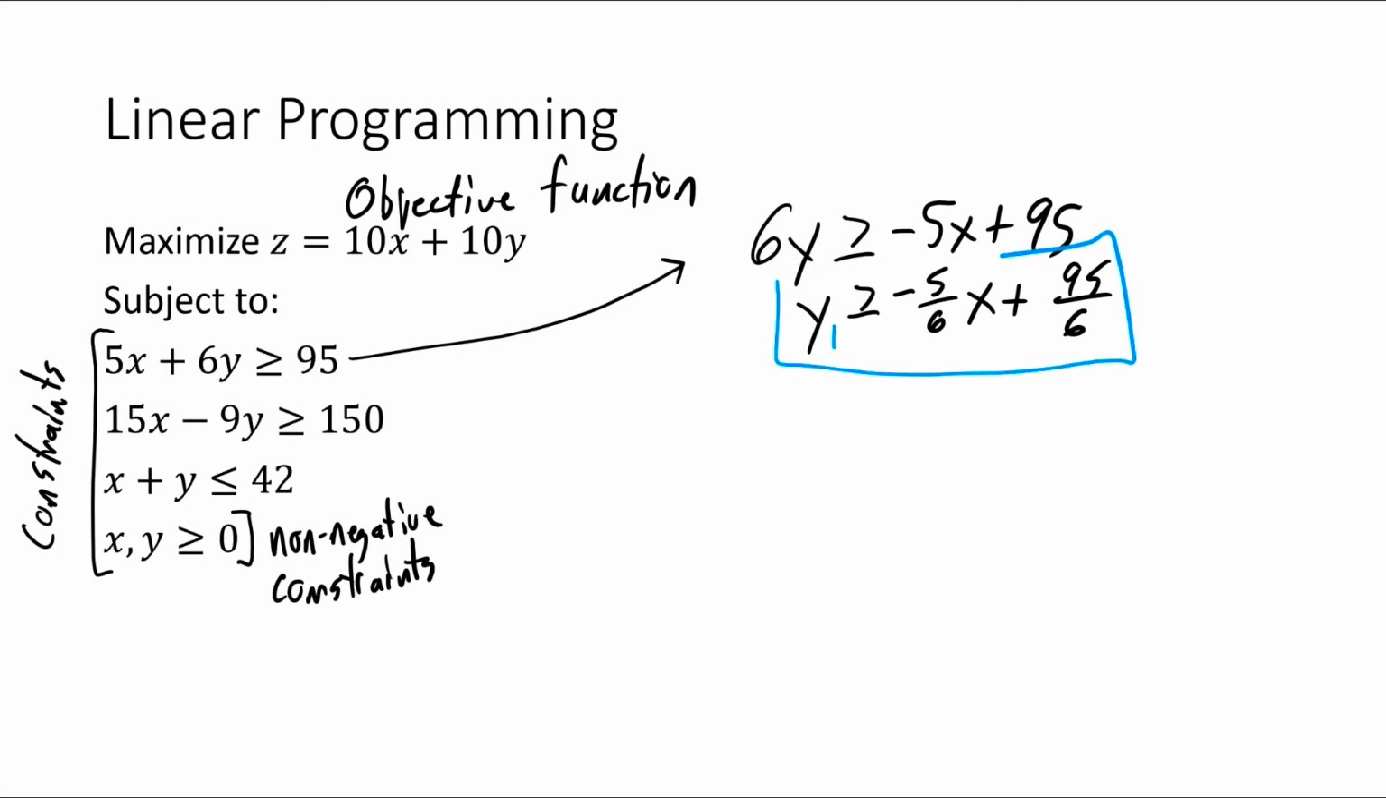So we are going to number each of these, and I'll also use colors. That way when we're graphing them, we can see them a little bit better. So we'll use blue for this one. So we have y1 greater than or equal to negative 5/6 x plus 95/6.